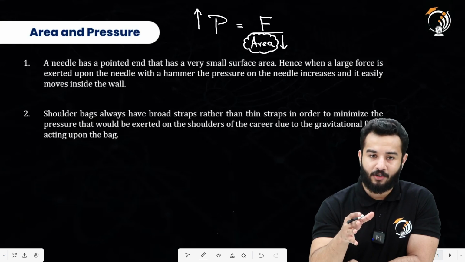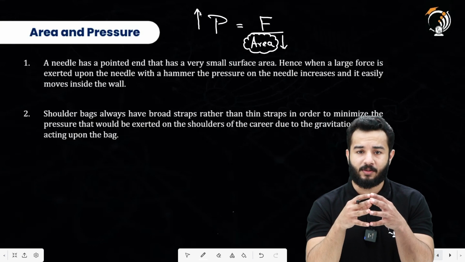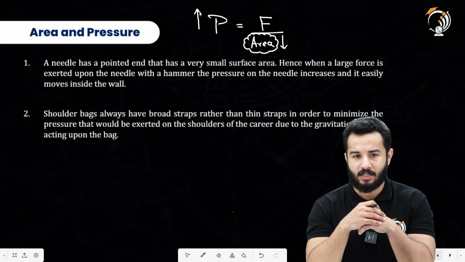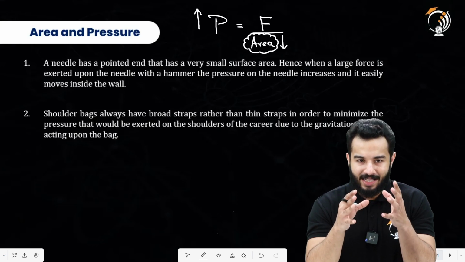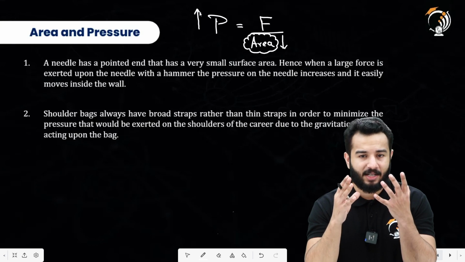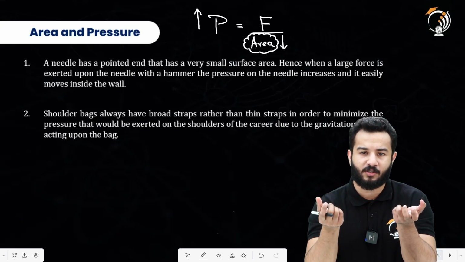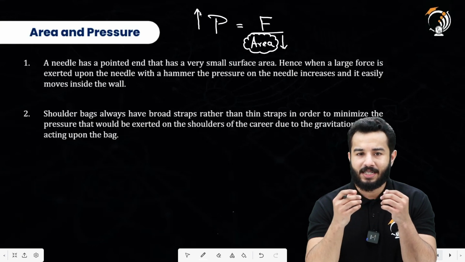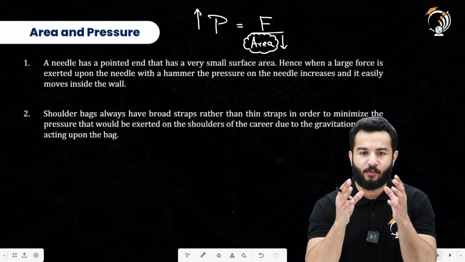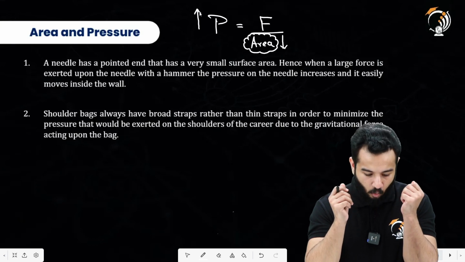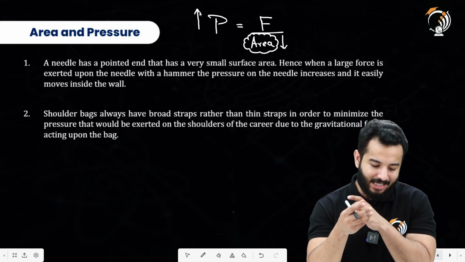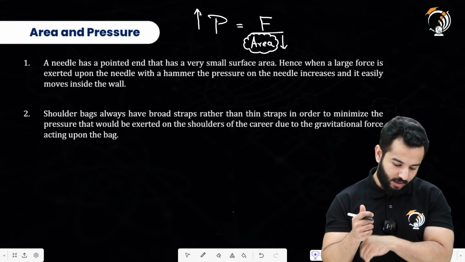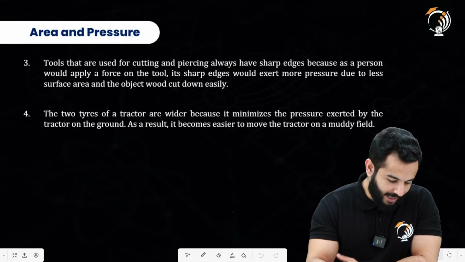If you have a bag, and the weight of that bag is, let's suppose, 30 Newton, then whatever the size of the strap is, whether it is broad or thin, the weight is going to remain constant. But what's going to change is that for the broader strap, area will increase and pressure will decrease. That's what we are saying in the second point.